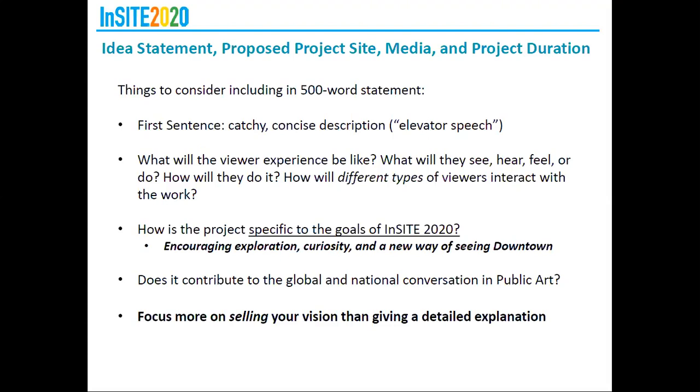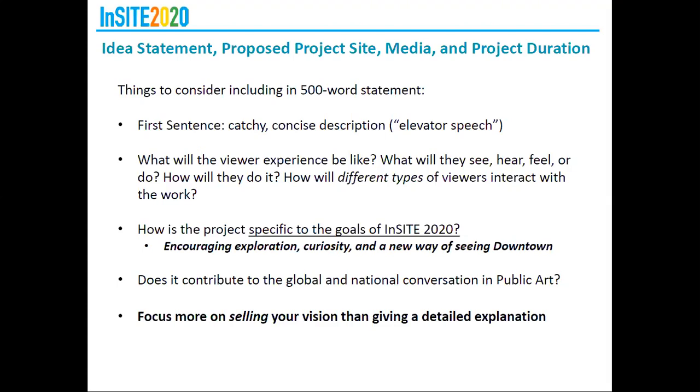What will the viewer experience be like? Can you write what it's going to be like for different types of viewers to encounter your work, to experience your work, to come across it, maybe different times of day, people who are there for different reasons? Think about that, and of course the application reviewer who's reading your statement, really try and put yourself in the mindset of that viewer.